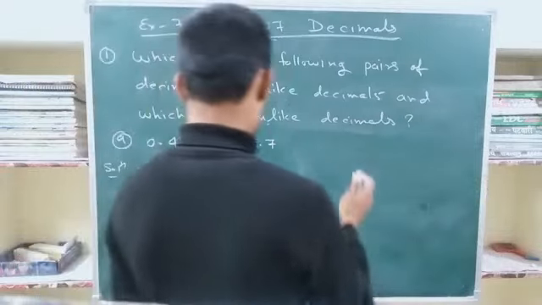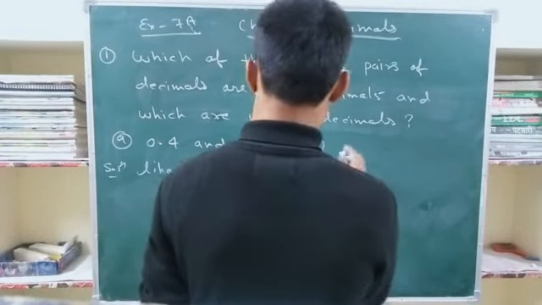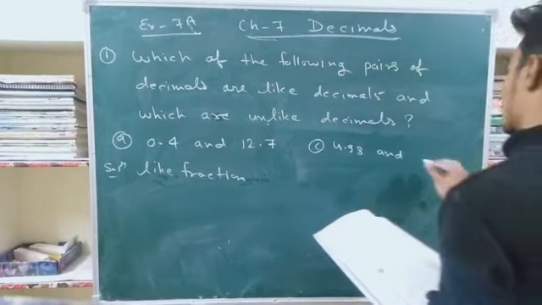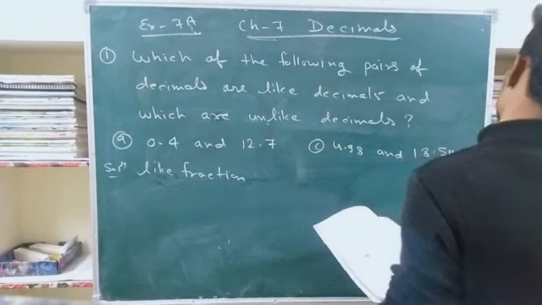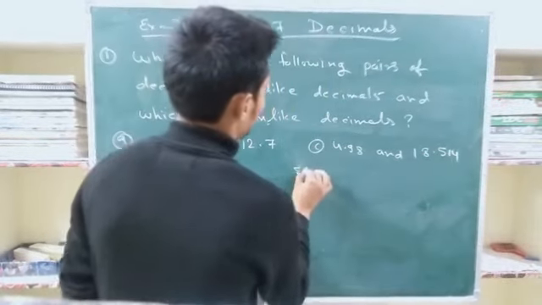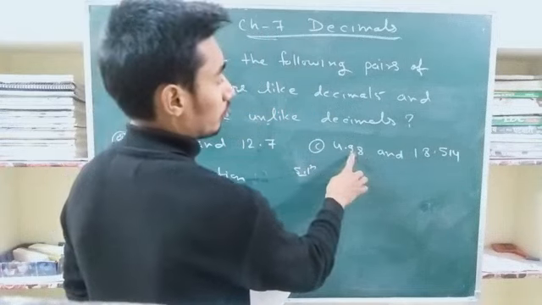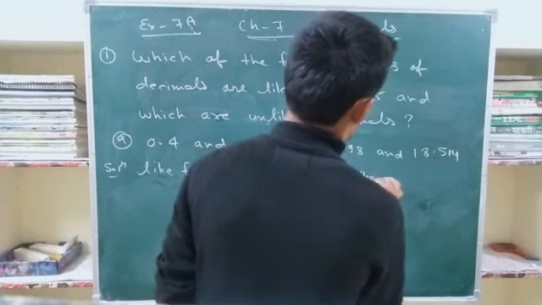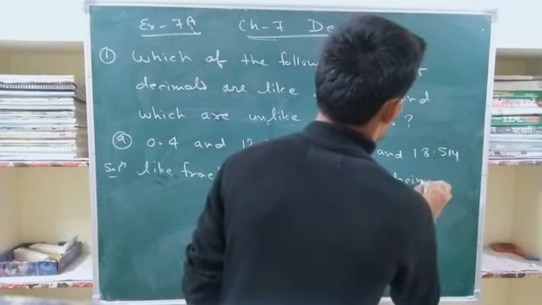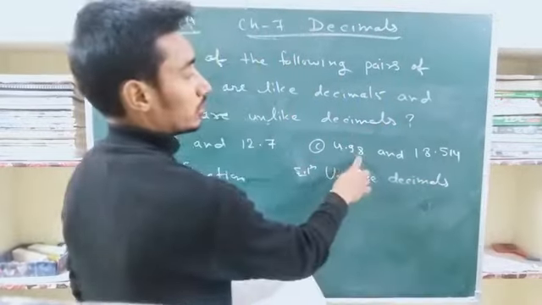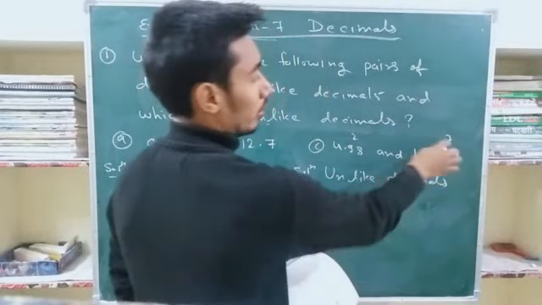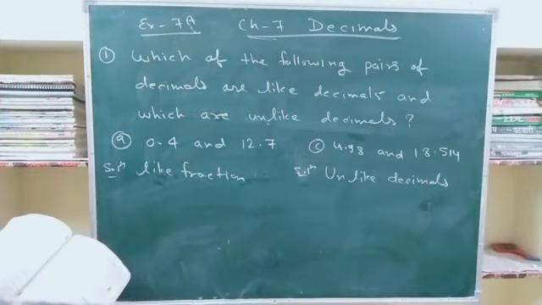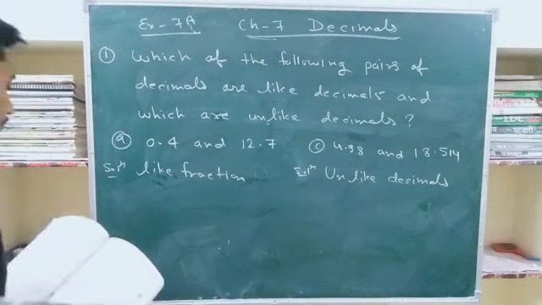Now similarly, question number C: 4.98 and 18.514. That is the question. Now check after the point how many digits. Here 1, 2. Here 1, 2, 3. These are called unlike, because here there are 2 digits, here there are 3 digits. So these are not the same. That is why we call it unlike decimals. Okay, the remaining questions you can do by yourself.